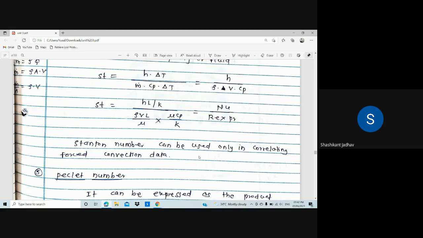And what is the significance? That is, Stanton number can be used only in correlating forced convection data. फोर्स्ड कन्व्हेक्शन जो काय डाटा आहे तो कोरिलेट करण्यासाठी आपण काय यूज करू शकतोय? स्टॅन्टन नंबर यूज करू शकतोय. This is the physical significance.